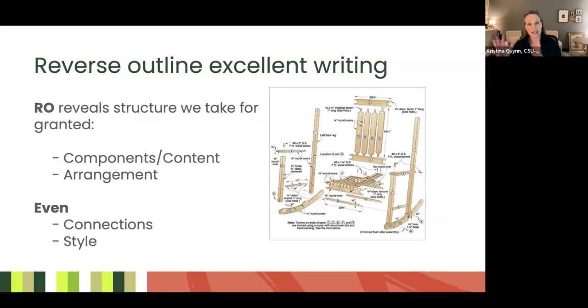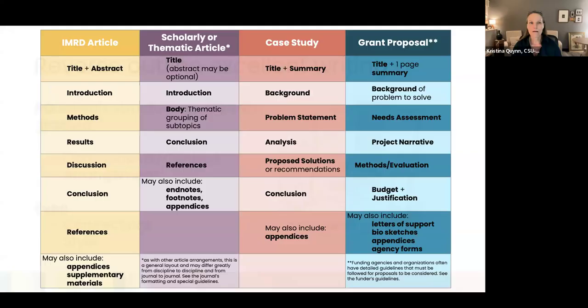You can think about this like the specs on a chair: connection, style. You can see how things are shaped and put together as you pull it apart. An IMRAD article, for example: title, abstract comes first, right? Introduction, methods, results, discussion, conclusion, references, and then there may be additional appendices or supplementary materials attached to it.